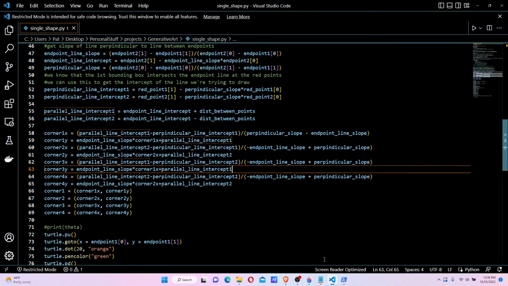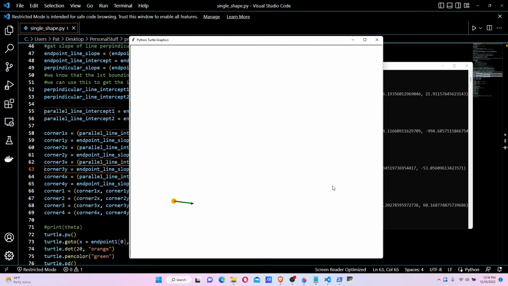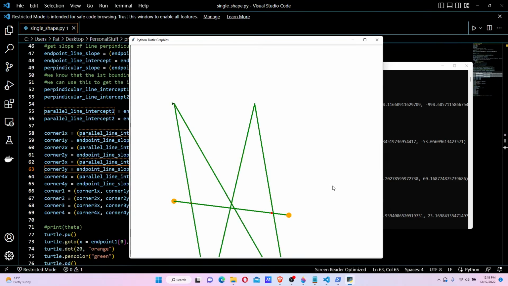Okay, now, how does this look? Oh, that looks good. Except it's drawing the wrong corners, and that line that's supposed to be perpendicular is not perpendicular.